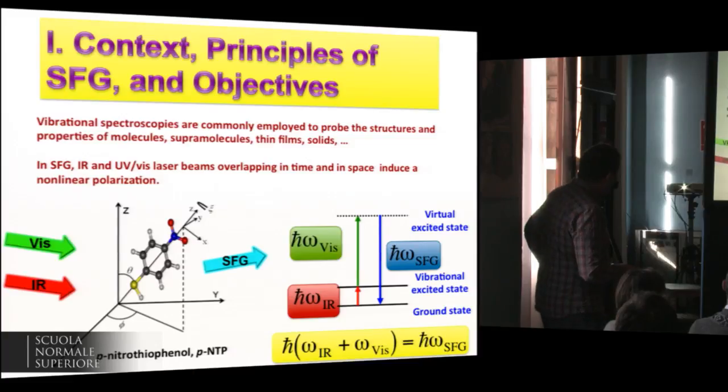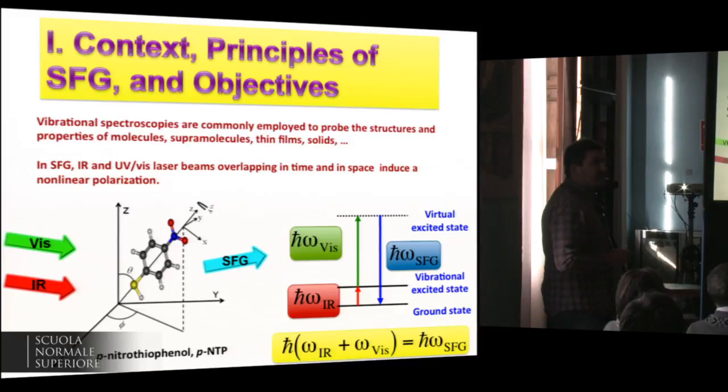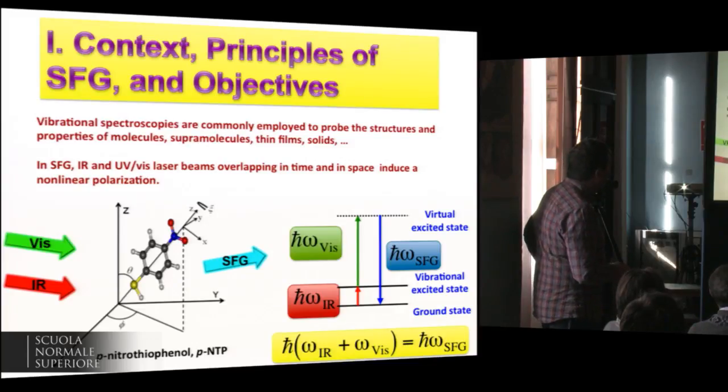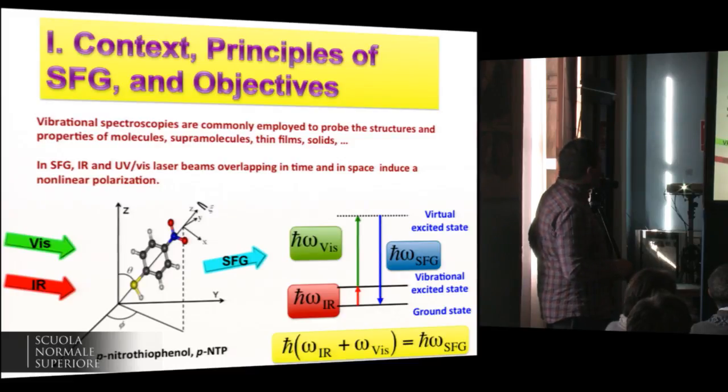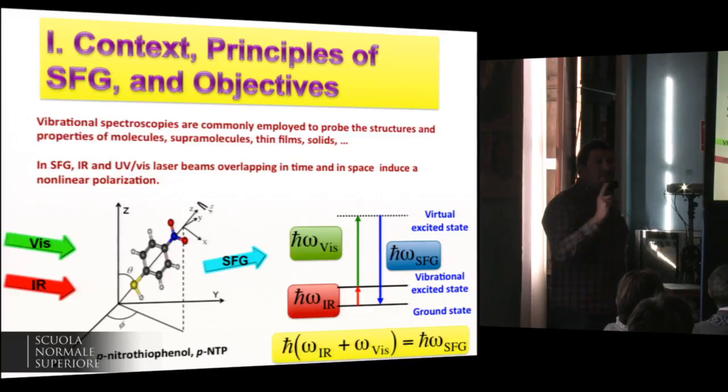So typically you have here your infrared beam, you have your UV-Vis beam, so you arrive at a virtual excited state, then you have the emission of a photon. So if you have a red and a green photon, you can say that you create a kind of blue photon. What is important, and what is shown already on this picture, is that sometimes your infrared beam can be in resonance with a vibrational transition. And in that case, your signal is enhanced.